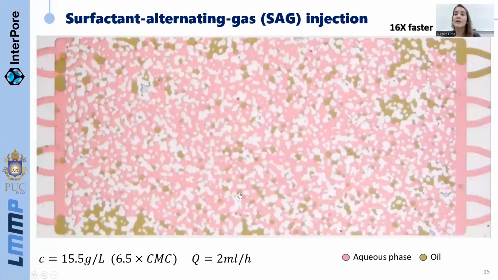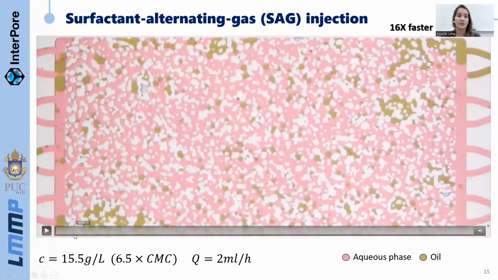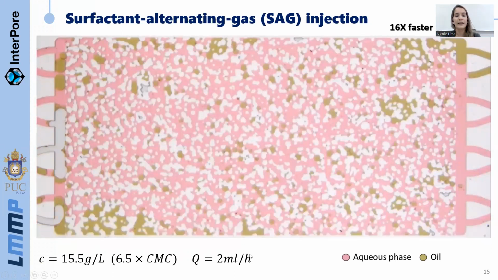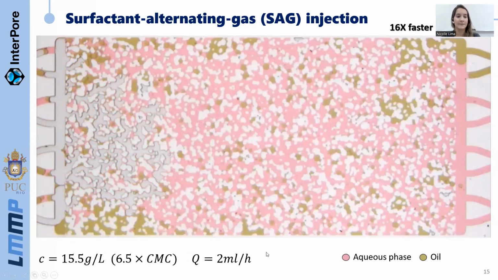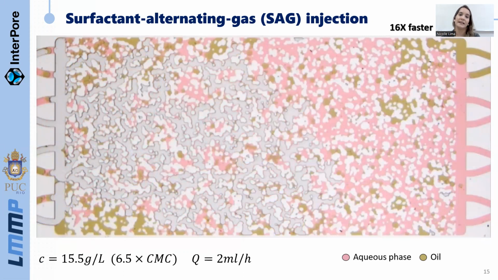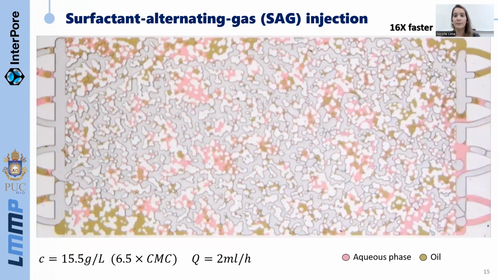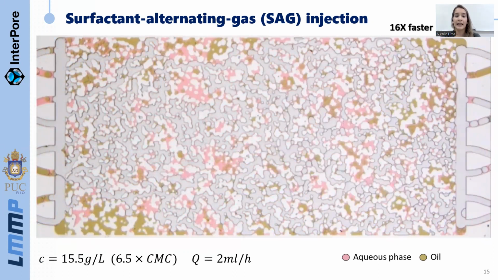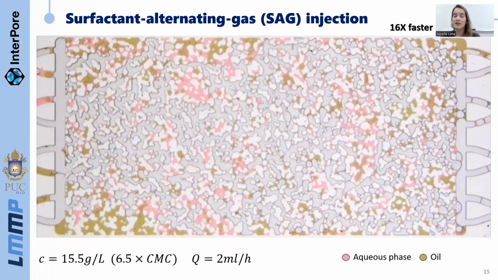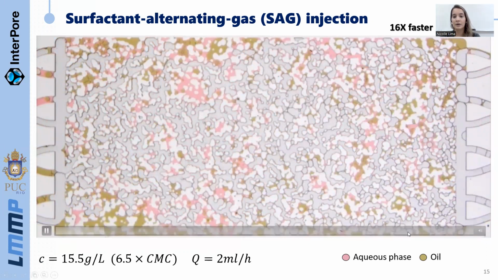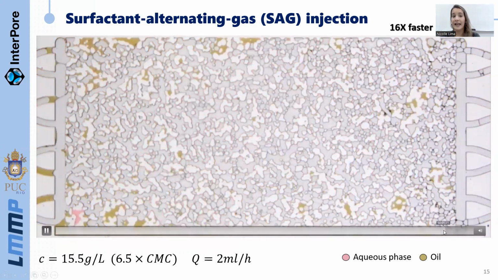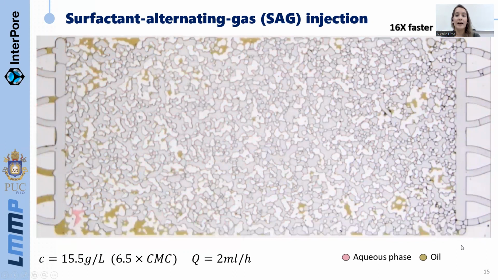Now we are going to increase further the surfactant solution concentration. Here we have 6.5 times the CMC. We can see the gas being injected from the left. We can also see foam being formed. And as we keep injecting gas, you're going to see here at the end of the injection, we have only a few oil ganglia remaining in the micromodel.